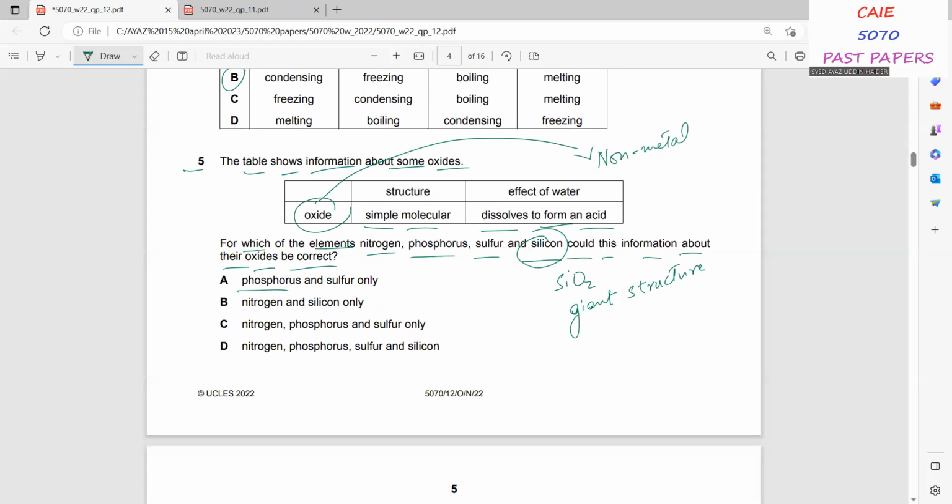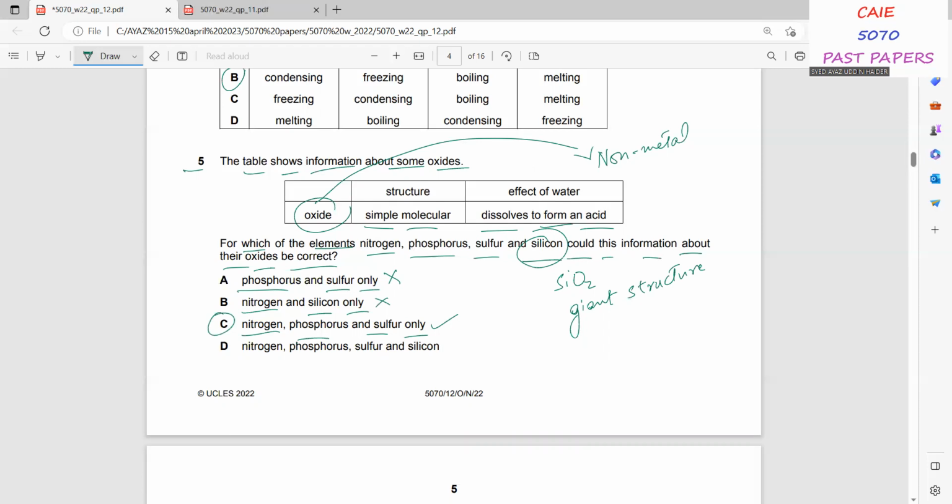A, phosphorus and sulfur only. This is wrong because they are saying phosphorus and sulfur only. B, nitrogen and silicon only. This is again wrong because silicon, as I have mentioned, has oxide of silicon with a giant structure. C, nitrogen, phosphorus, and sulfur only. This is the right one. C will be the right one.